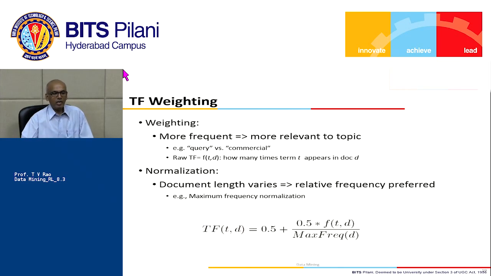So we can have a term frequency weighting. For example, whenever a word is occurring more times, a raw term frequency is straight away saying how many times the term T appeared in D. But sometimes what happens is that you have got 5 documents. One document is 500 pages, another document is 1 page, the third document is 20 pages, the fourth document is 2 pages, and so on.